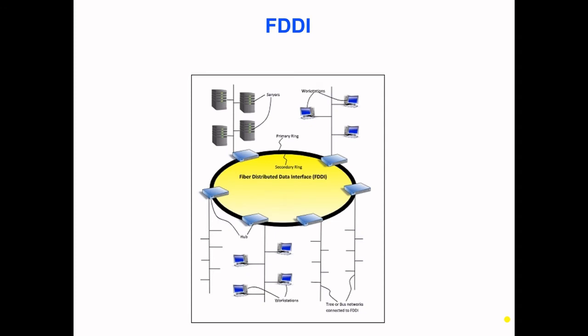This is the diagram of FDDI, Fiber Distributed Data Interface. There are workstations, servers, hubs as network connecting devices, and there are tree or bus networks connected to the FDDI. There is a primary ring and another is a secondary ring. The outer ring is shown as the primary ring and the inner line represents the secondary ring.